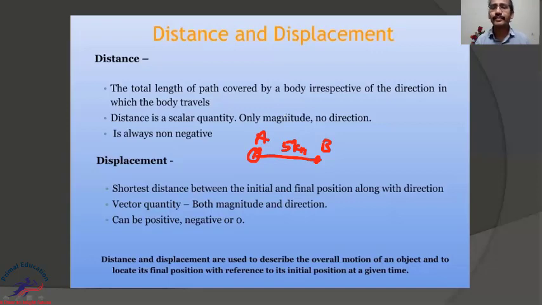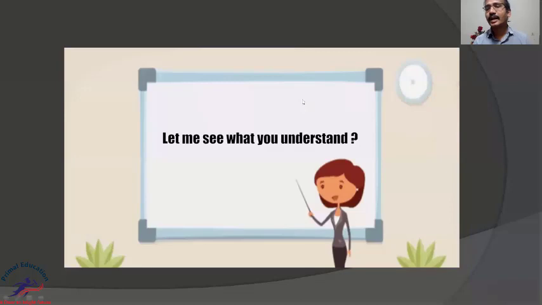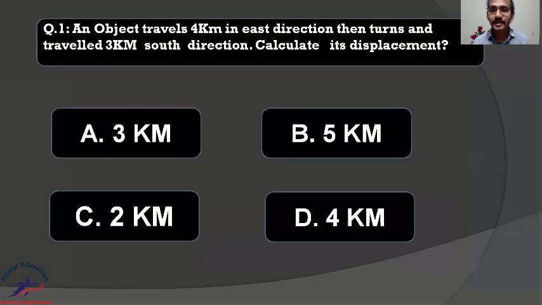When it is zero, where the object started, if it ended over there, then that will be the zero condition. Got the point? Yes. Next. Hope you understood what distance and displacement are. Can we discuss what we understood?